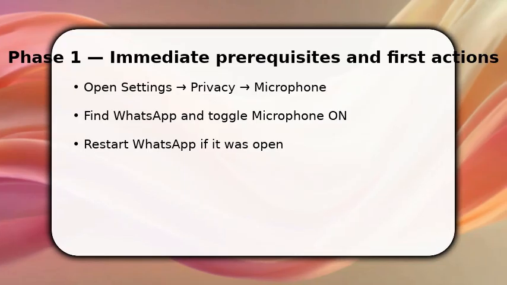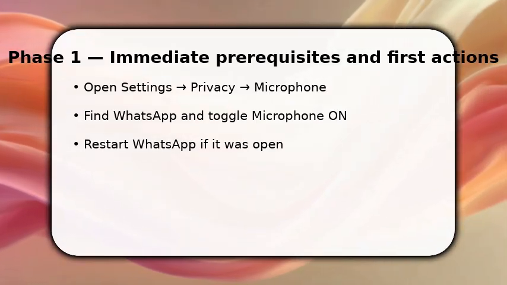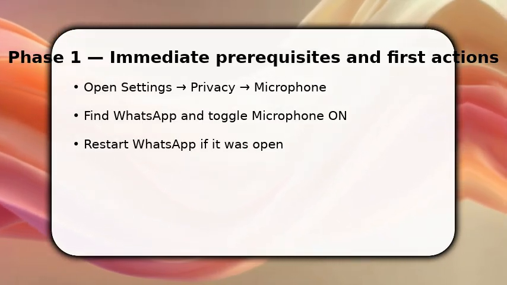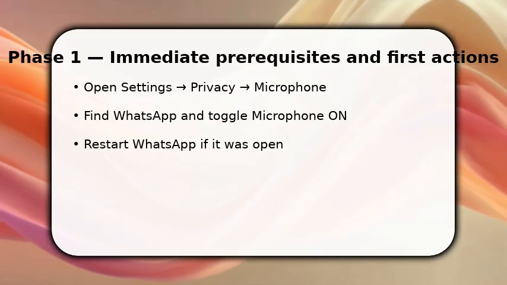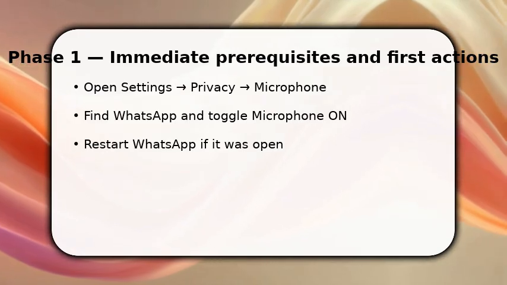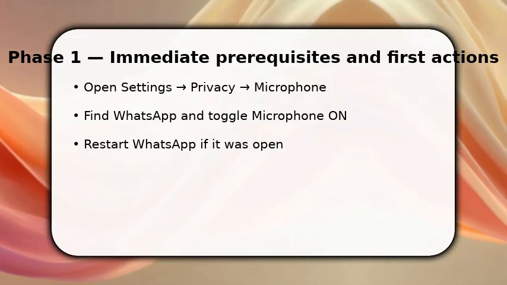You start by granting permission, open Settings, go to Privacy, then Microphone. Tap WhatsApp and switch the microphone on. This lets the app capture audio at the system level. Once done, make sure WhatsApp was closed before you reopen it, otherwise the change may not apply immediately. You're doing this now so the app can record voice notes and calls.